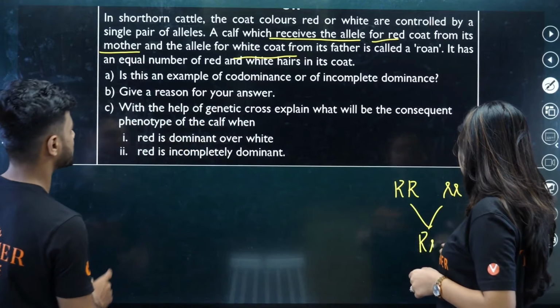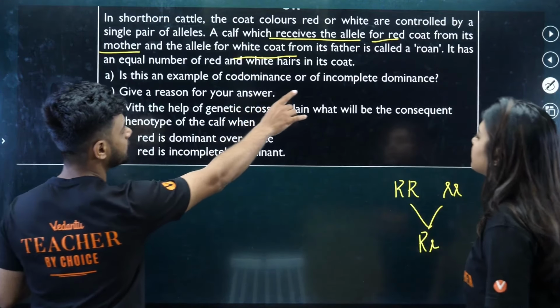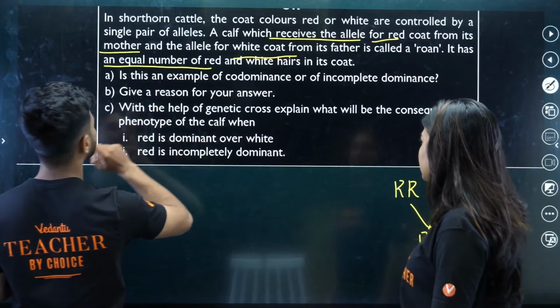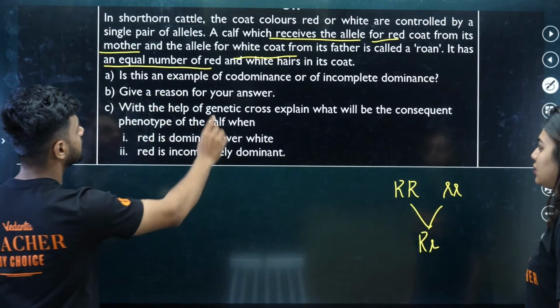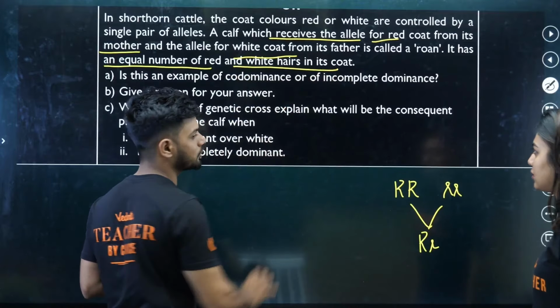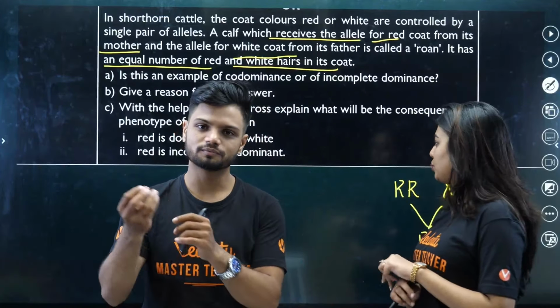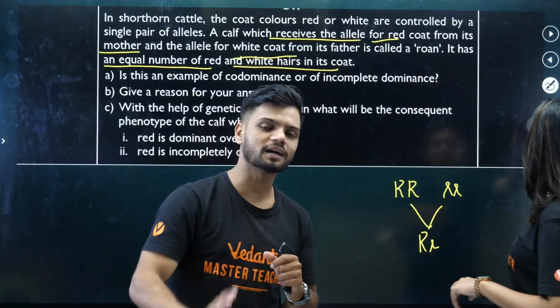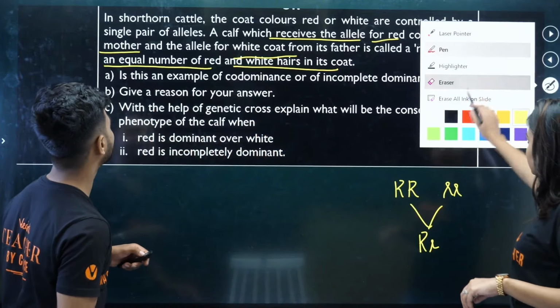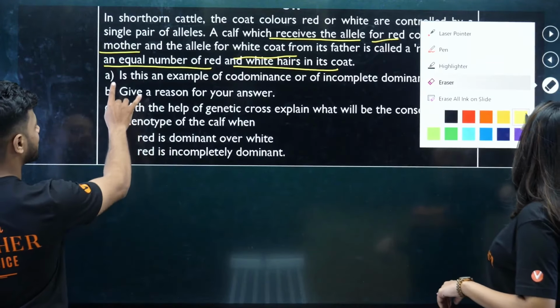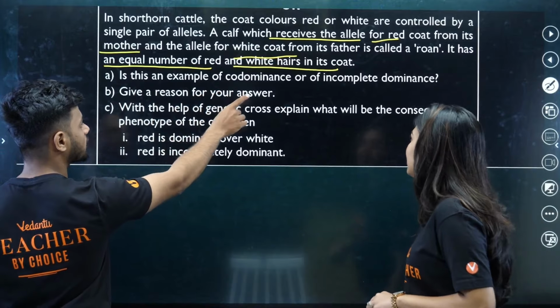Not recessive, I said recessive by mistake. Now it's called roan. It has an equal number of red and white hairs on its coat. That is, the progeny will have an equal number of red and white. Almost looks like a pink-colored cow here. Okay, so what is the question? Is this an example of codominance or incomplete dominance?